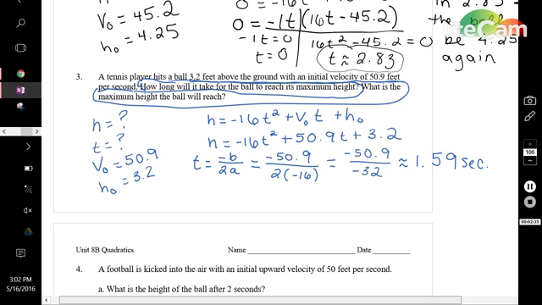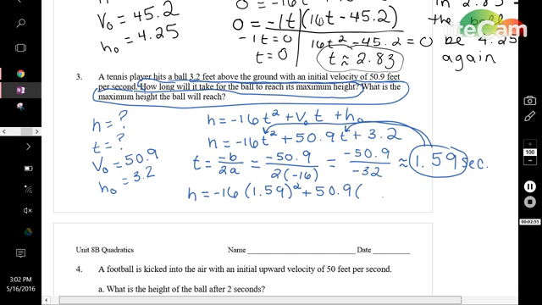Now to find the actual maximum height, we're going to take this time and plug it in for t in both locations in that equation. So the height will be negative 16 times 1.59 squared plus 50.9 times 1.59 plus 3.2. I highly encourage you to try typing this in your calculator on your own so that you know if you can do it correctly. When I typed it in, I got h to be about 43.68 feet.